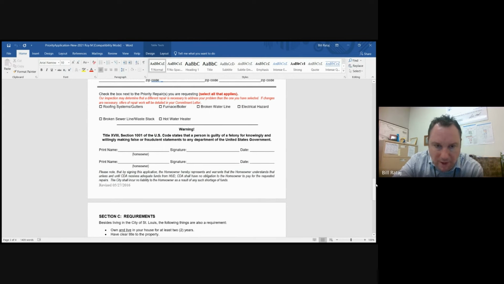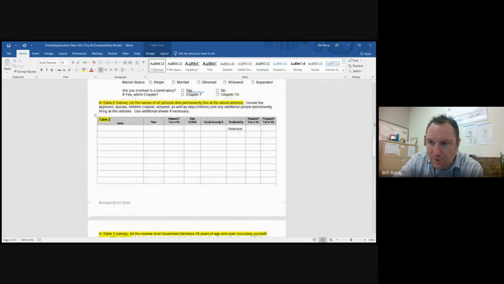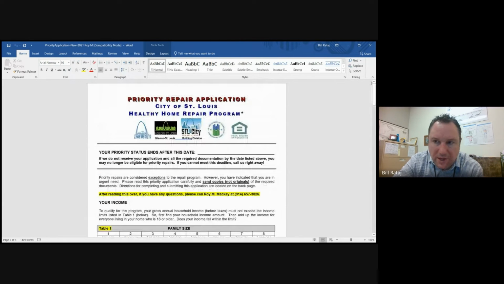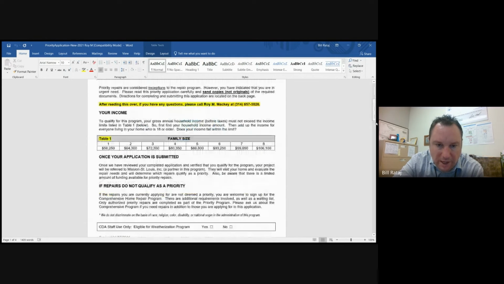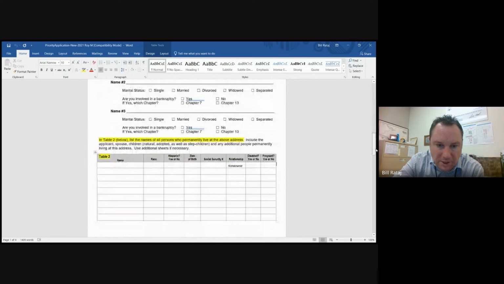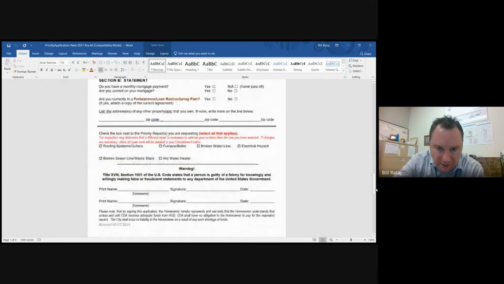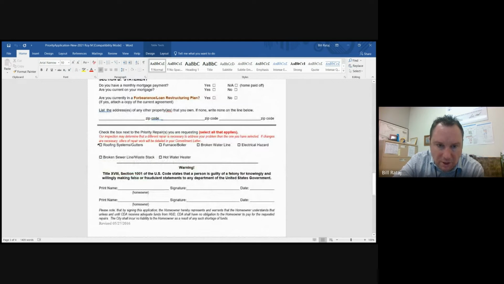The other type of application we have, which I'm not necessarily going to show up on the screen because everything is the same, is what we call a comprehensive repair application, and that's for folks who are on the waiting list. So once you get an application from us, up here it'll say comprehensive repair application, and it's almost exactly the same as this one I'm showing you right now, except it does not have these check boxes. It just has a section for you to fill out what you need to have repaired.